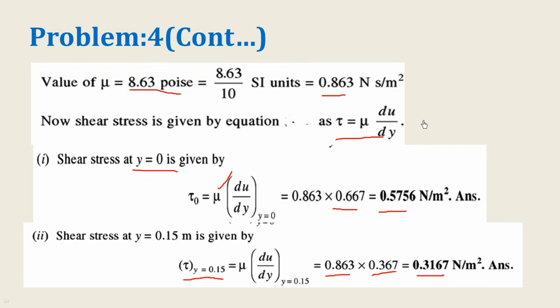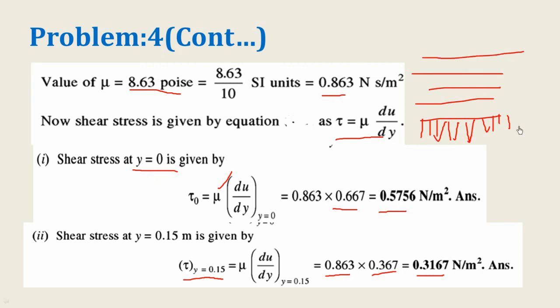From this problem you can identify that this is a fixed wall, and fluid is flowing like this. We calculated the shear stress at y equal to 0 as 0.5756, which is more compared to that at y equal to 0.15. So definitely the shear stress will be higher nearer to the wall compared to the other cases. Okay, then we come to the end of the lecture.